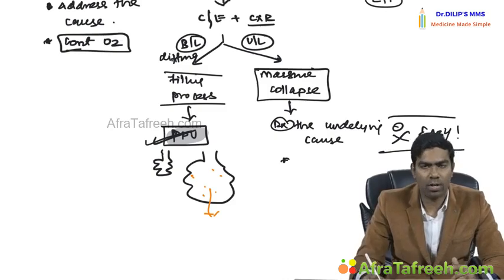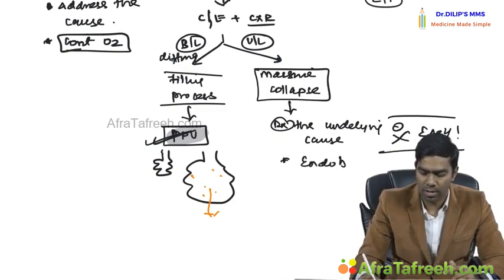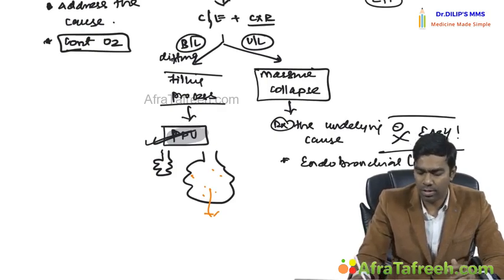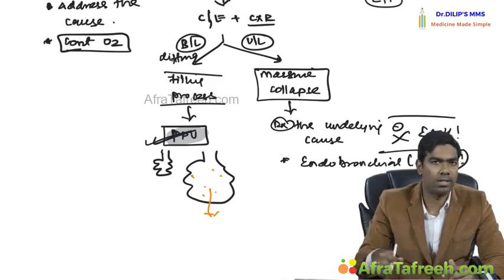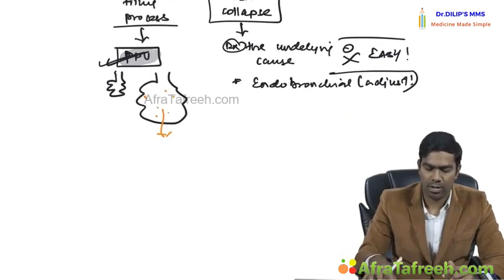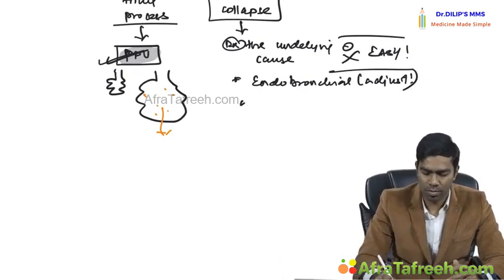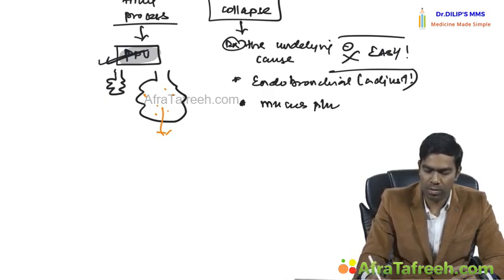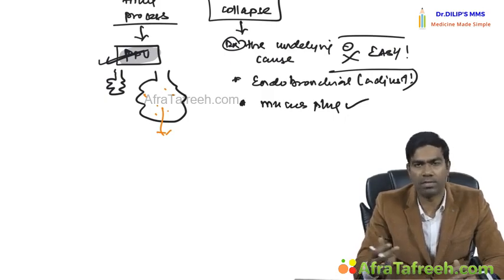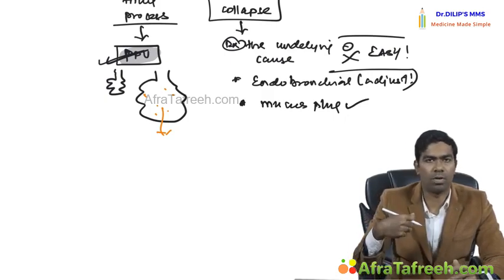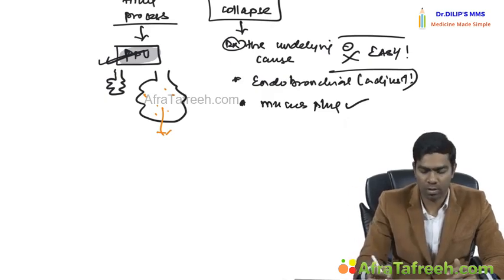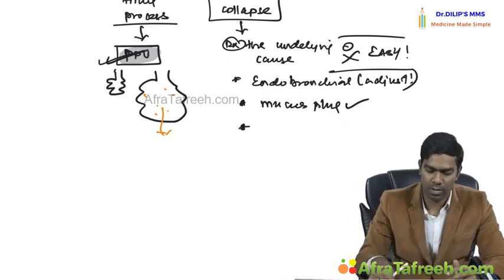Because you have to address causes like endobronchial intubation. What you will do in endobronchial intubation is just adjust the tube. You have to pull it and reinsert it again, that's it. Or just pull a little bit out, you are going to treat it. And if it's a mucus plug, you just have to do suctioning, that's it. Maybe if it's very deep inside, you have to go with the bronchoscope and take the plug out through the endotracheal tube itself.